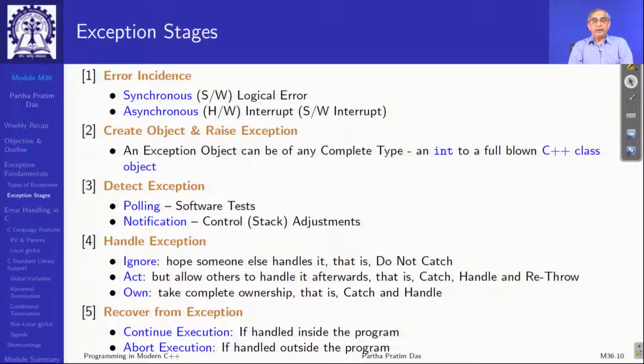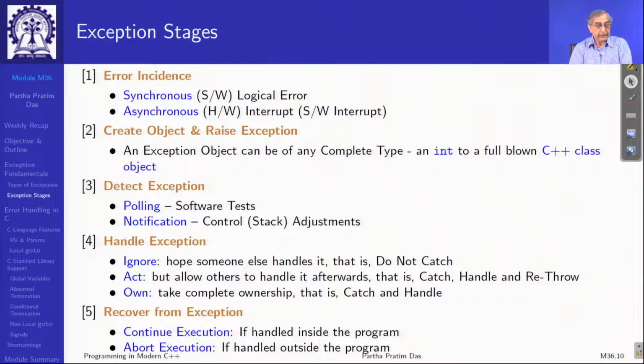I am just trying to give you a basic overview of the whole idea. Now, typically exception or error handling is considered to be in 5 stages. First, the incidence of the error. The error will have to happen. It can happen synchronously, as a logical error, or asynchronously, which is some hardware error like running out of memory, running out of disk space, a socket event and so on.